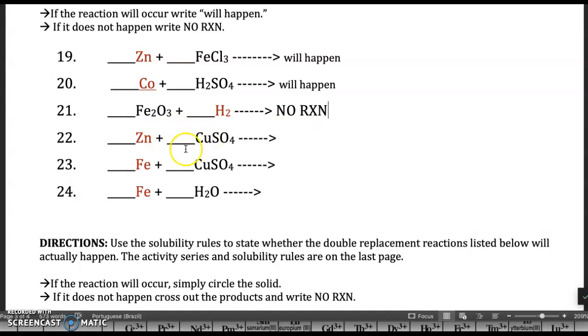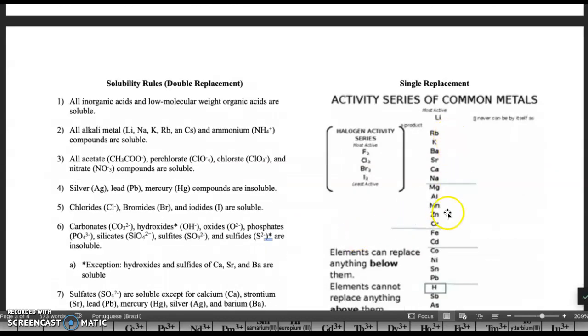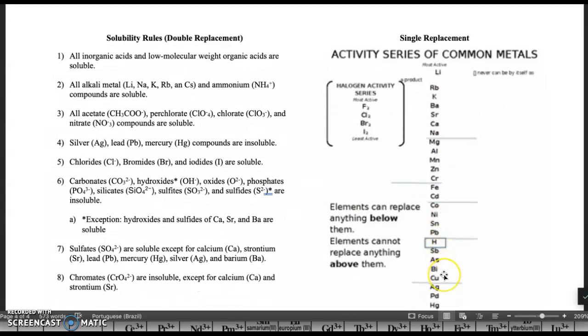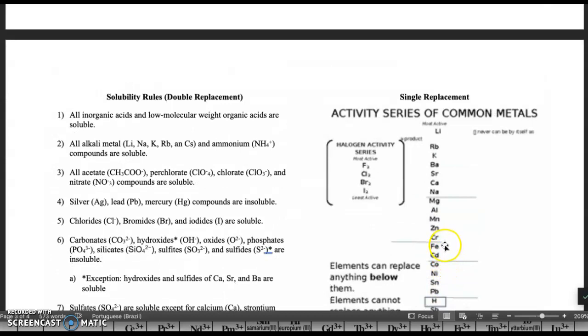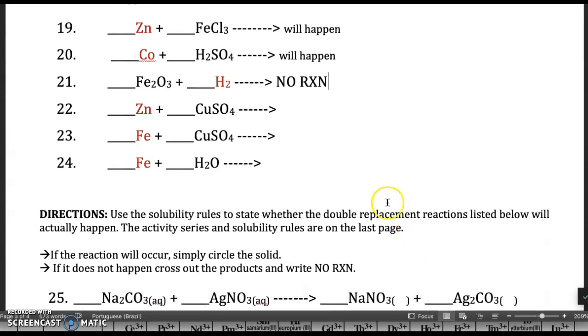Is Zn above Cu? Go to my list. Zn is right there. Where's Cu? Way down here. So yes, it will. The next one is iron above Cu. Fe above Cu. Yes. So both of those will happen.